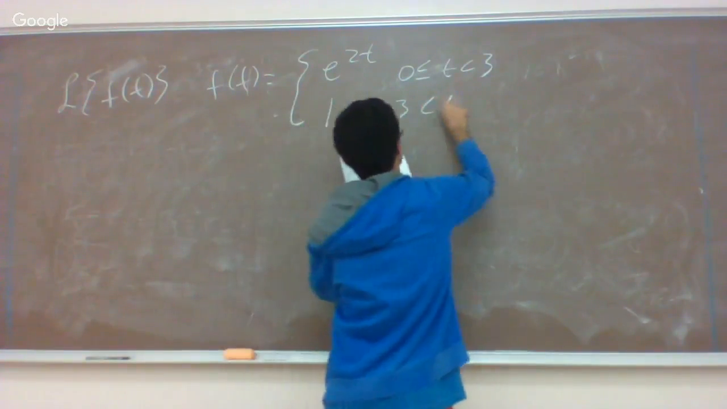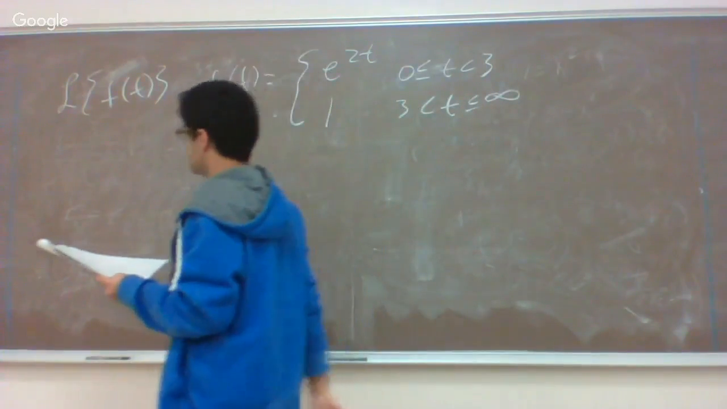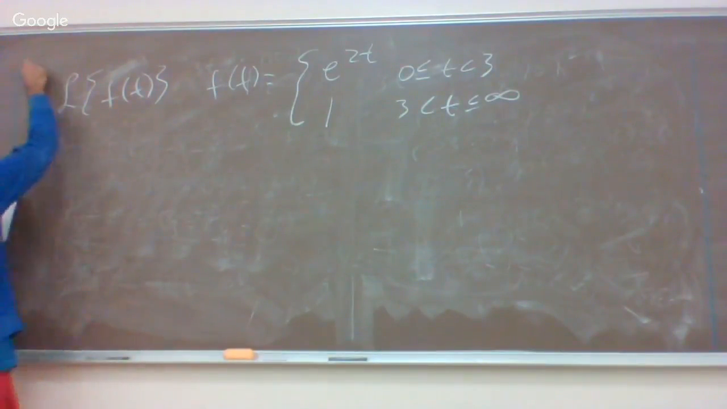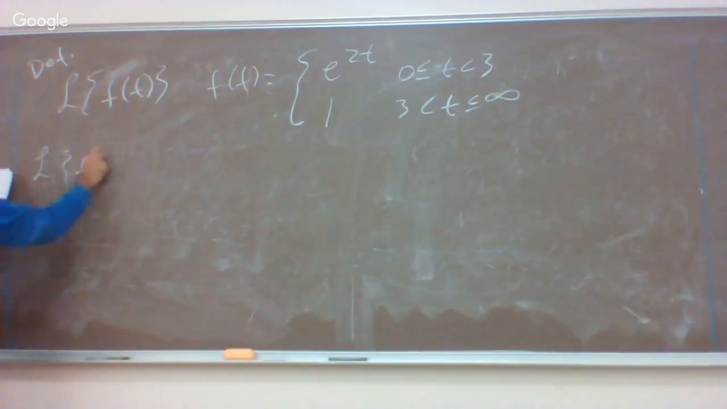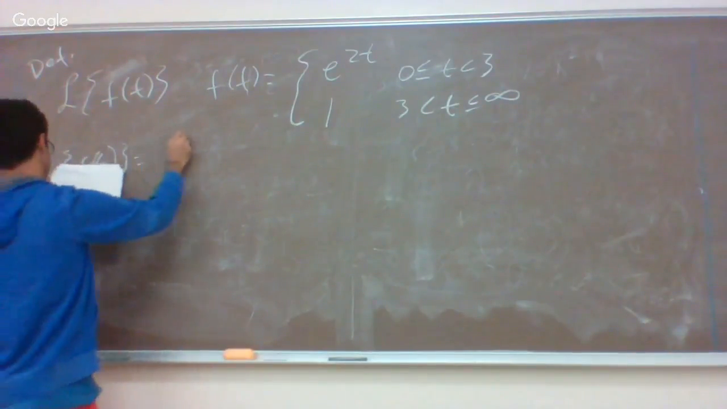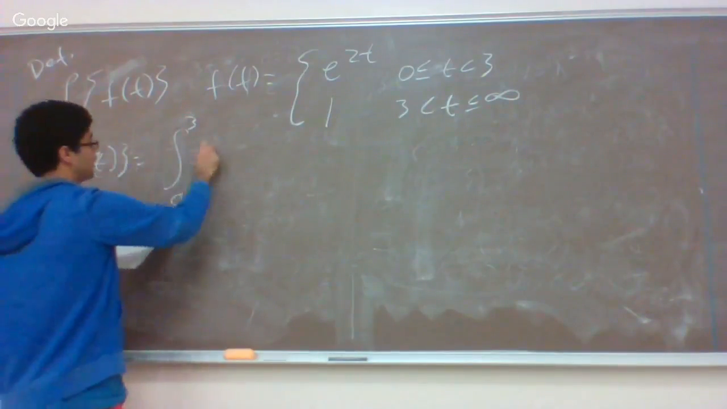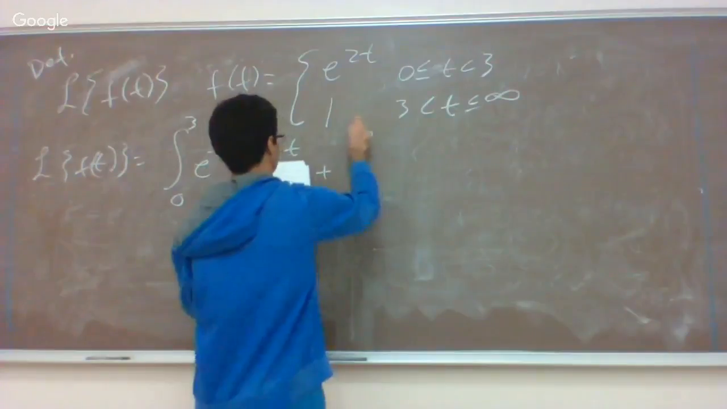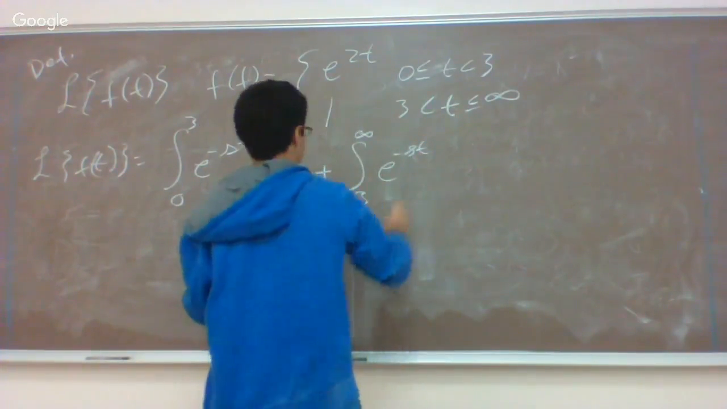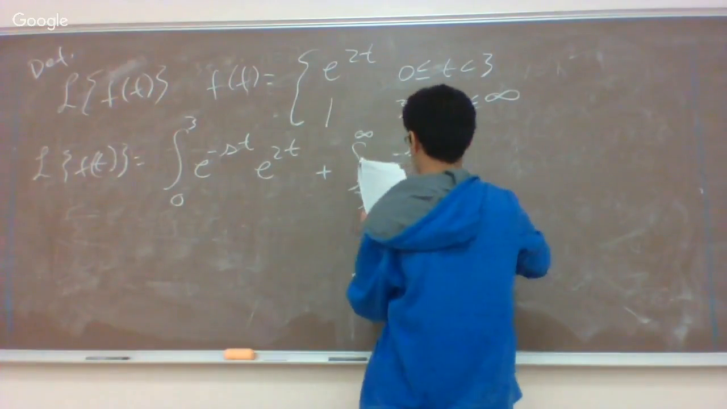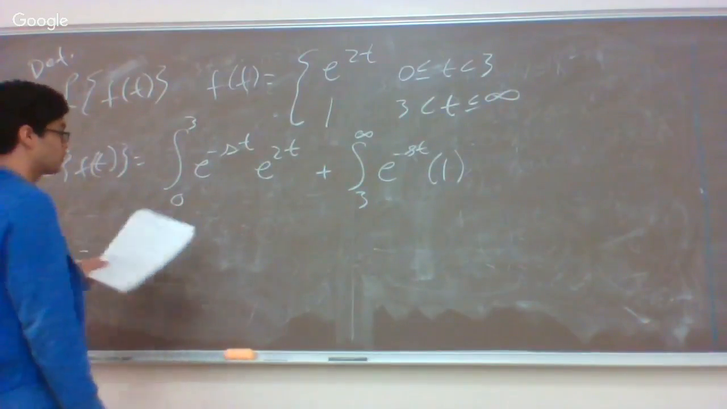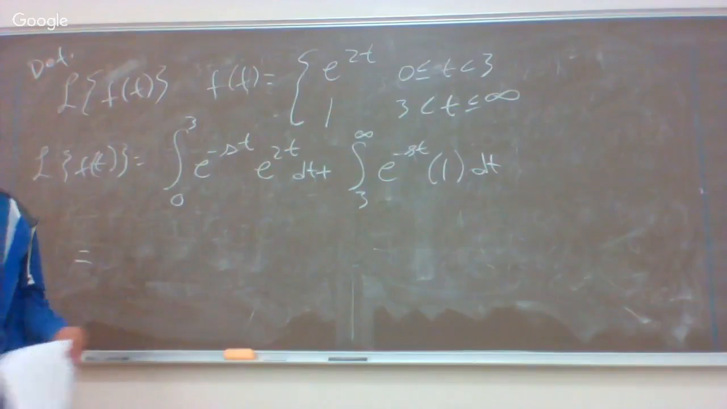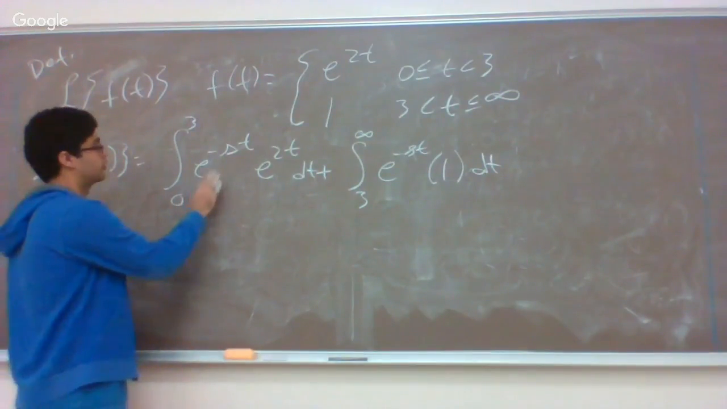And it's equal to 1 from 3 to infinity. Definition. So we have to do the definition of f of t: the integral going from 0 to 3 of e to the negative st, because that's part of the definition, times e to the 2t, plus the integral from 3 to infinity of e to the negative st times 1, the constant. Integral plus e to the negative st times the function.